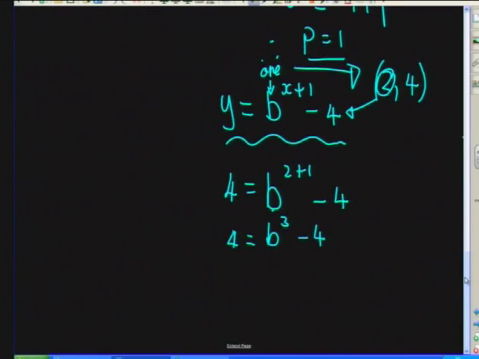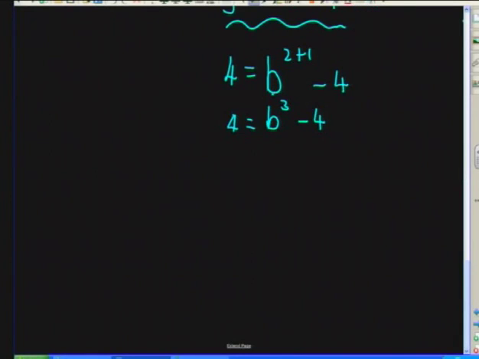Therefore, taking the minus 4 over to the left-hand side, we'll get 4 plus 4, which is 8, is equal to b cubed. All right? To get rid of that power of 3, I can then cube root both sides. The cube root of 8 is 2. So therefore, we get b is equal to 2. Okay, so now we have all our variables.